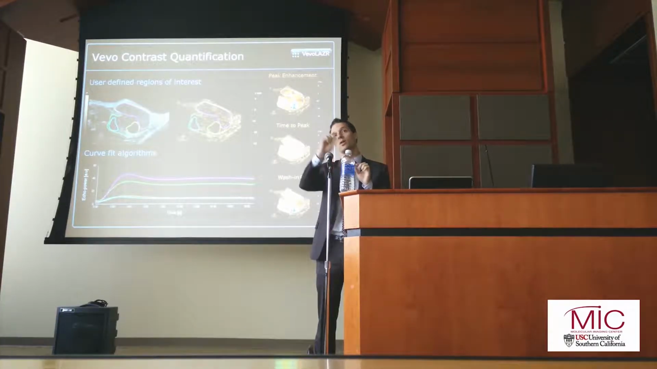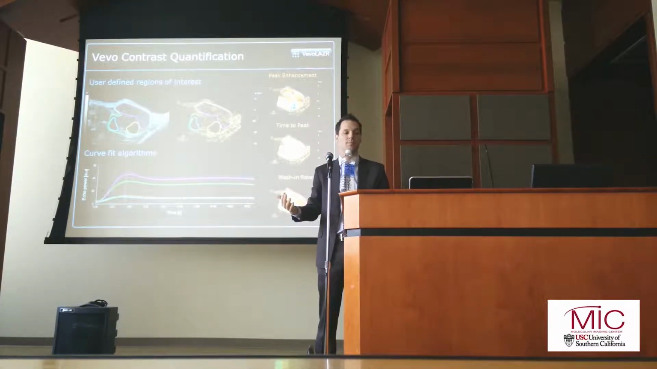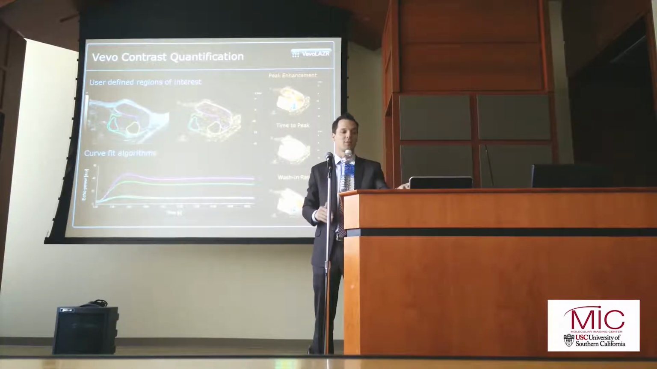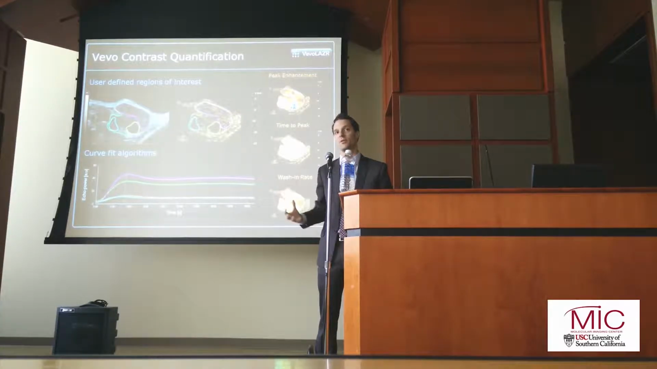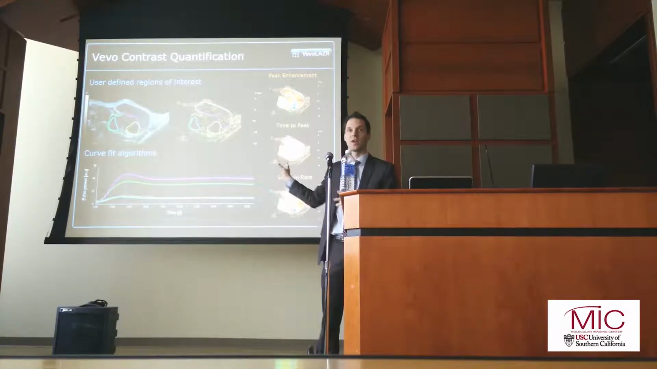This software has these curve fit algorithms, which can fit curves and then give you numbers for things like peak enhancement, time to peak, and wash-in rate. Peak enhancement, for example, has to do with relative blood volume, while time to peak and wash-in rate have to do with blood flow. So a bunch of different parameters can be measured. And then, of course, you get these parametric maps.